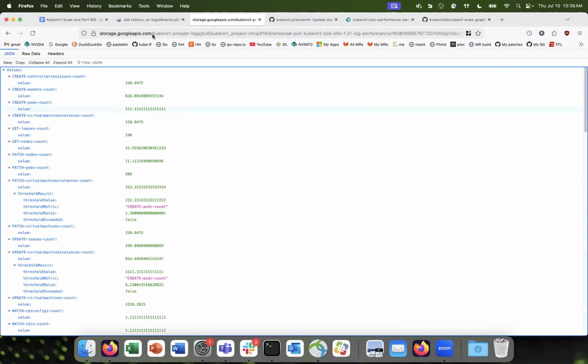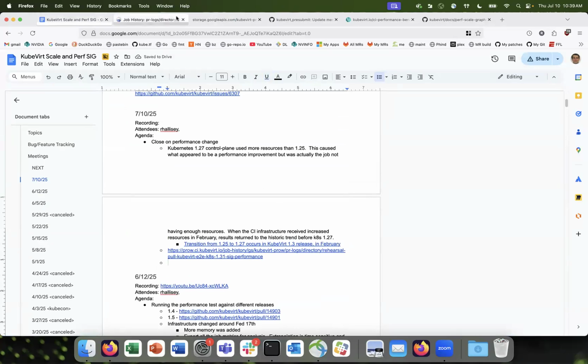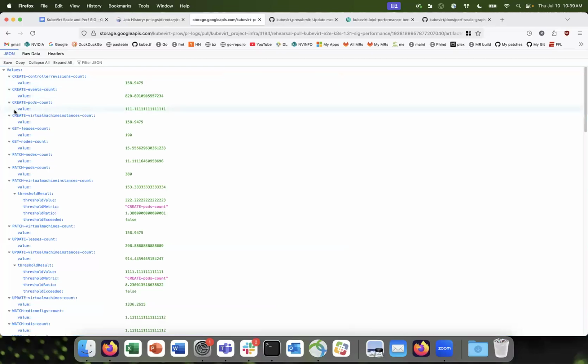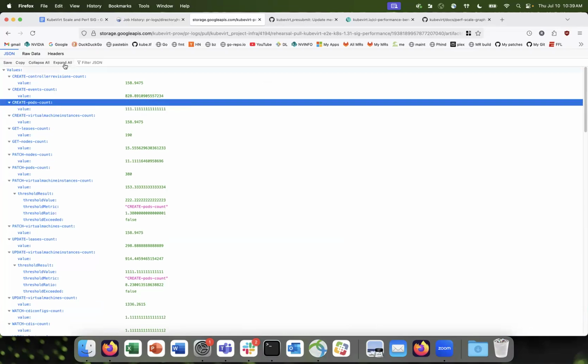Okay. So let me write these down. Hold on. Okay, so I think the first thing, I did go back to you, I think it's this metric. This create pod count is a way we can measure reasonable accuracy.